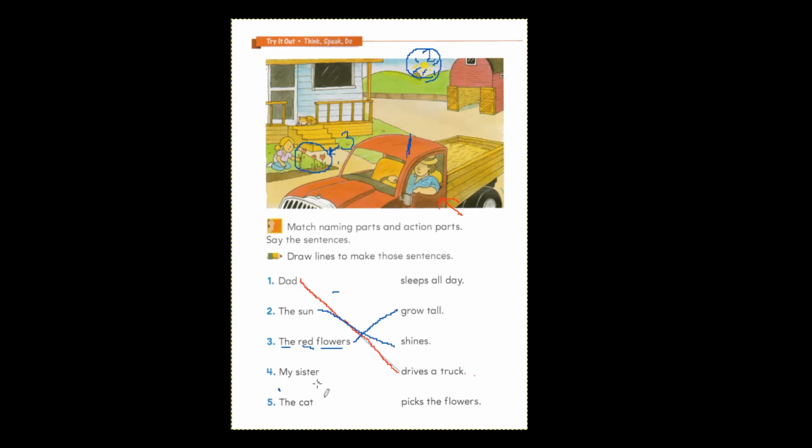My sister. I think this is the sister right here. My sister sleeps all day. Well, she doesn't look like she's sleeping right now, so I don't think that one fits. And my sister picks the flowers. Well, that looks like what she's doing right there. She's picking flowers, and that's the action part that we need. So my sister picks the flowers, and that would be number 4.